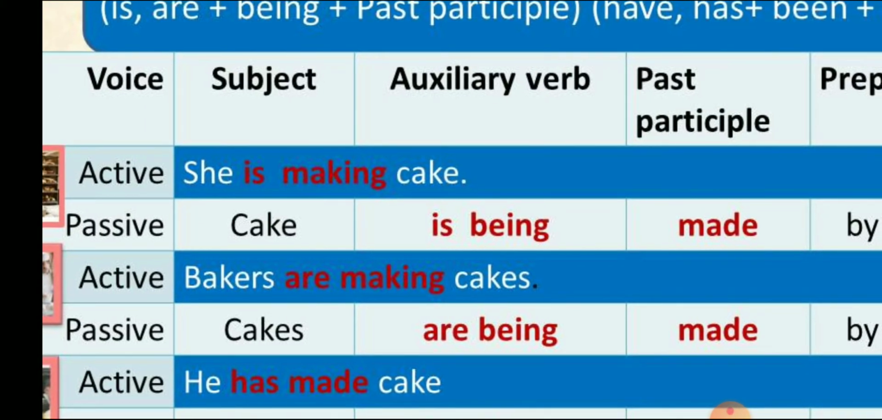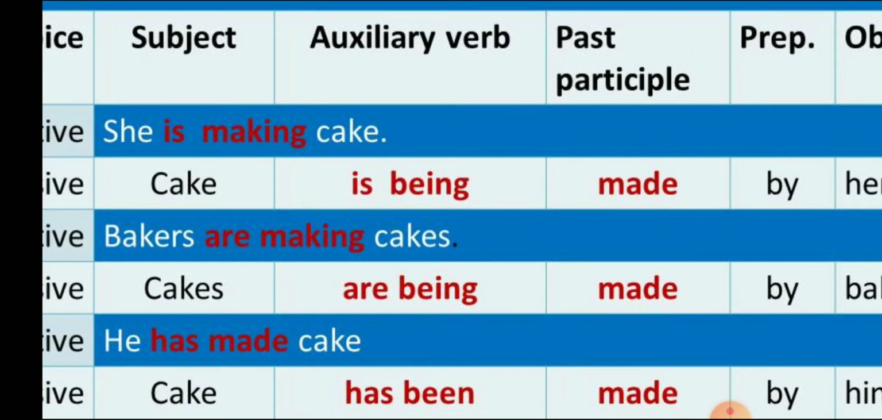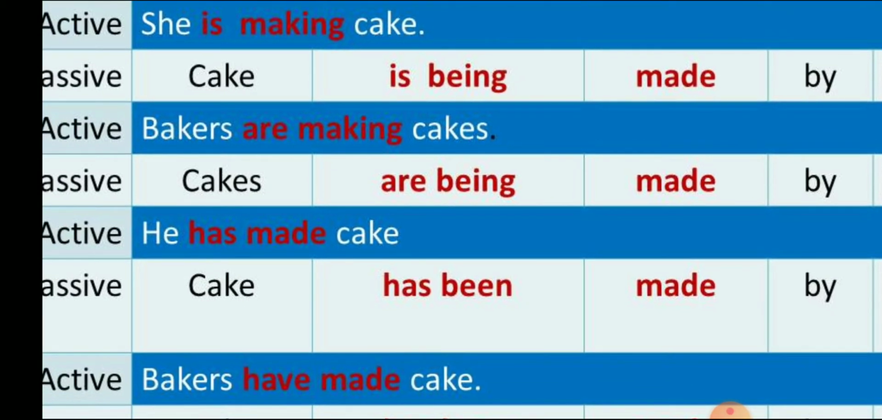Bakers are making cakes. So bakers is the subject and cakes is the object. Cakes are being made by bakers. Why are we supposed to use being? Because the sentence is in present continuous tense. And, he has made cake. Here has made is in present perfect tense. So how do we interchange? First identify the subject and object. He is the subject and cake is the object. Interchange the subject and object. Cake has been made by him.